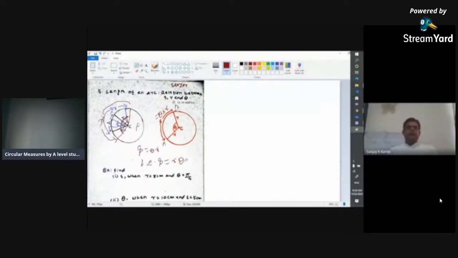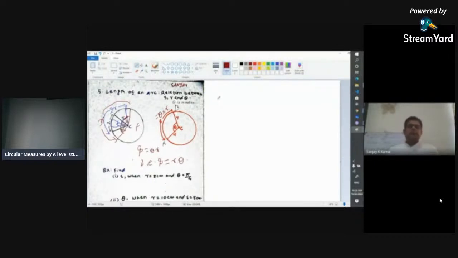So for example here, if r and theta are given, then you can find the value of s. If s and r are given, then you can find the value of theta. And similarly, in order to find r, you must know the value of s and theta. So here are some examples you can see.